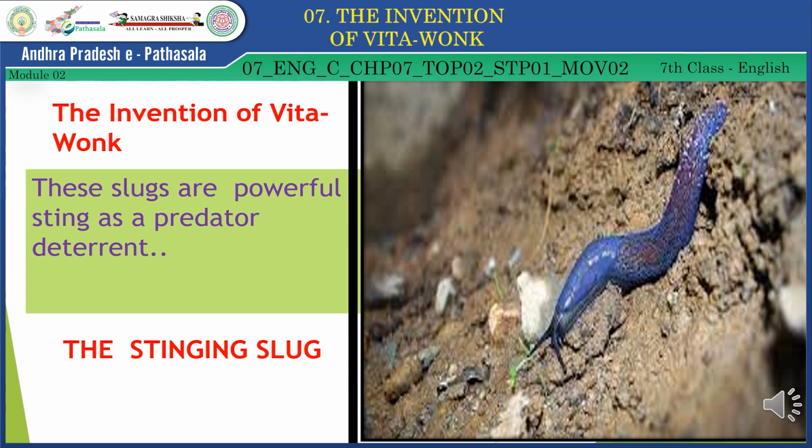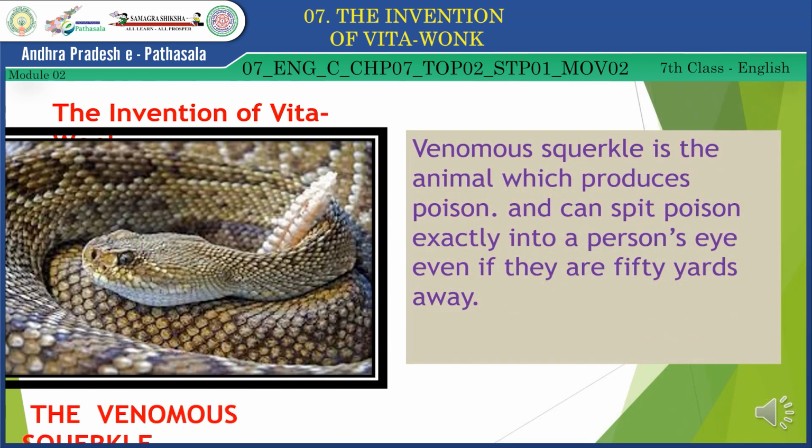The stinging slug. These slugs have a powerful sting as a predator deterrent. The venomous squirter is the animal which produces poison and can spit poison exactly into a person's eye even if they are 50 yards away. Okay, children? These are the strangest and weirdest animals. Now again, let's move into the lesson.